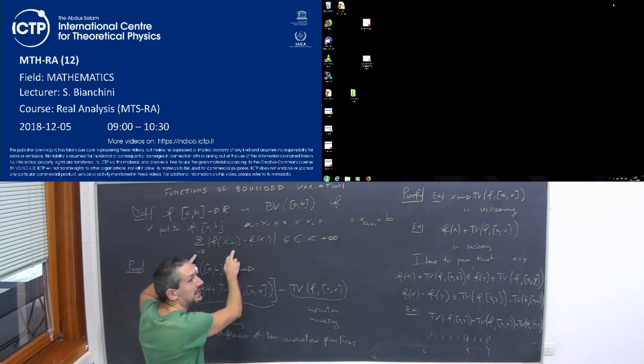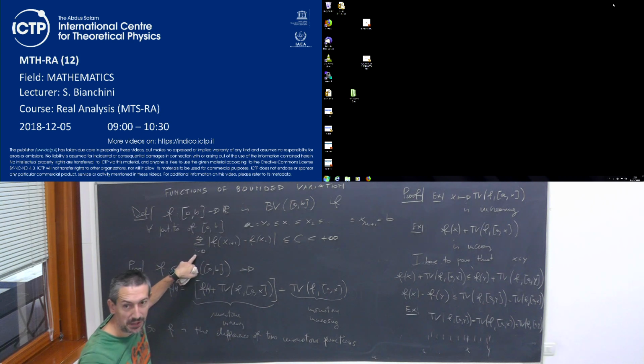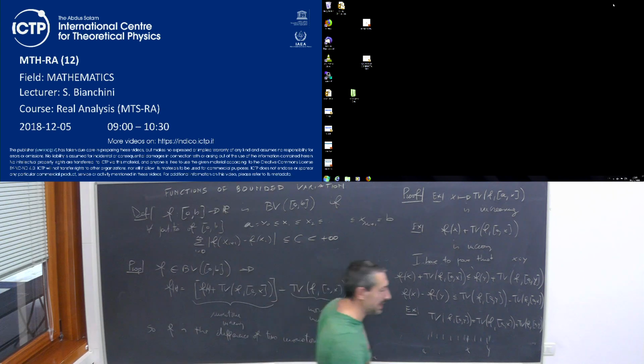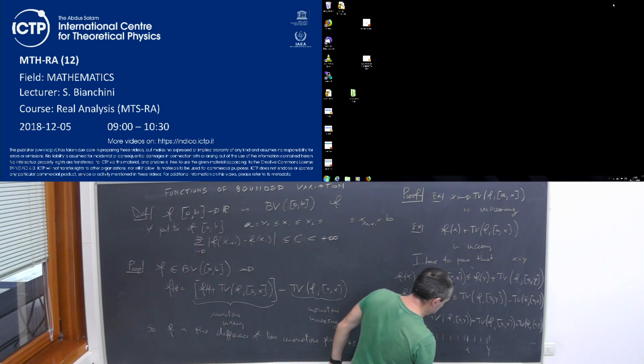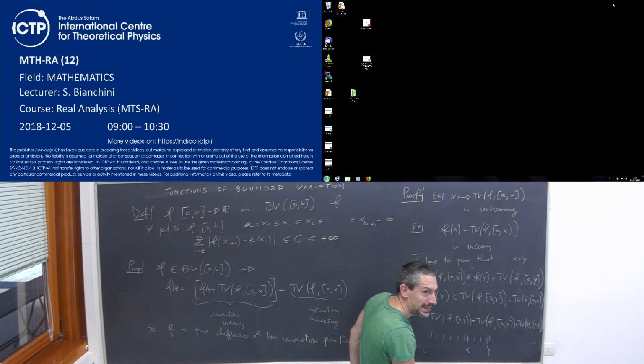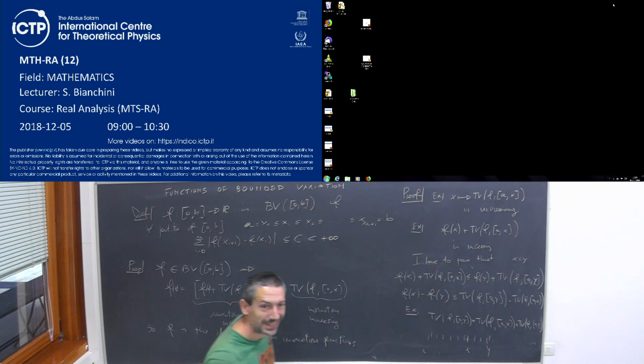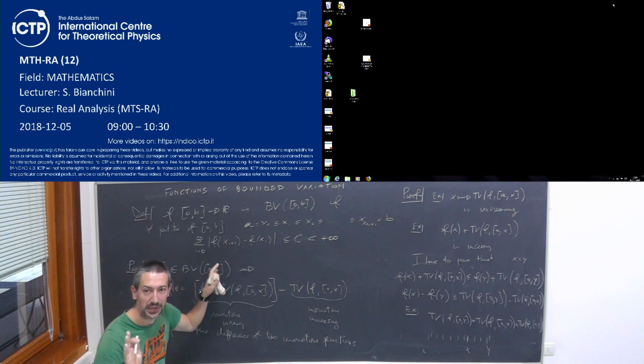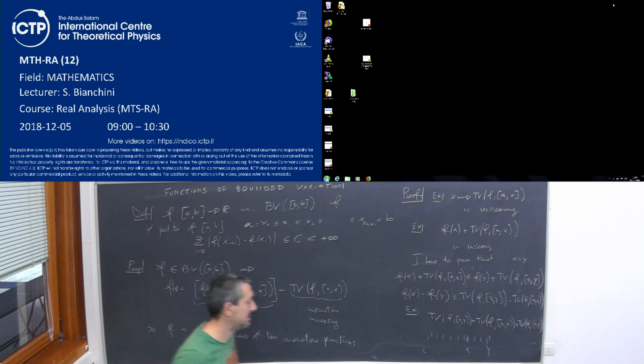If I add a point, it's increasing because I use the triangle inequality. And so it's less or equal than the partition from this interval plus the partition of the other interval. So it's less or equal. So at the end they're equal. This is an exercise. It's just a triangle inequality here by adding one point. Okay.